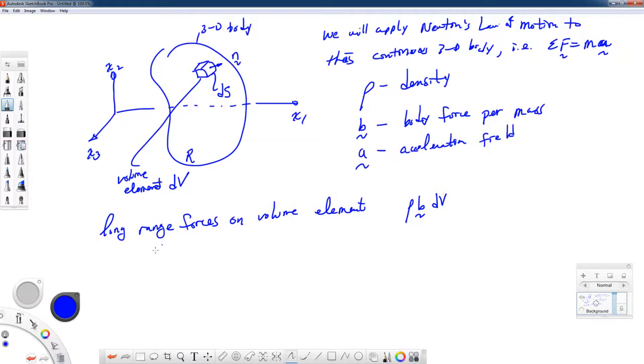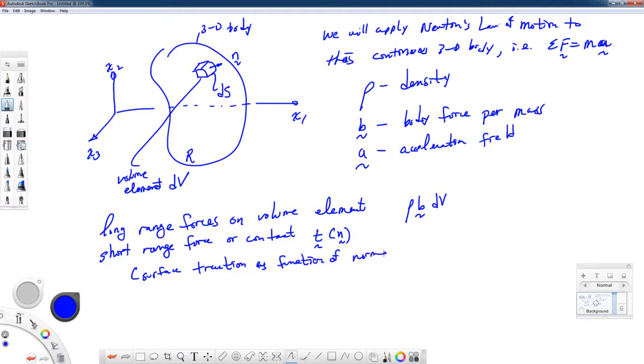Now the short-range forces, or the contact forces, are going to be given by something that acts on this surface N. We're going to call that the traction vector T. That is a function of that unit normal N. And then the contact force will be the traction as a function of the unit normal times the area on which it is acting.